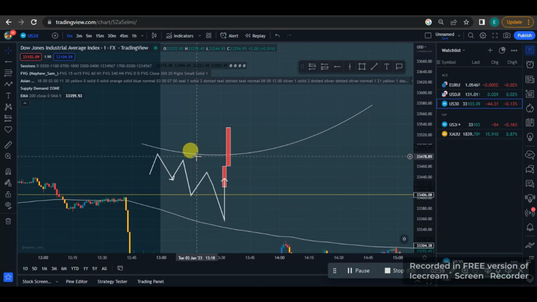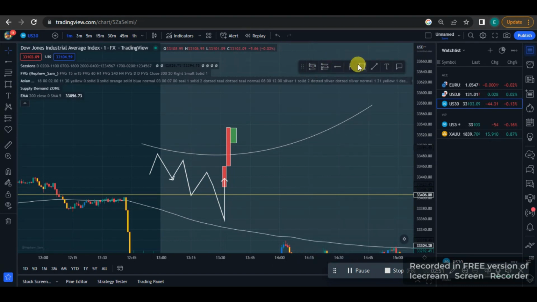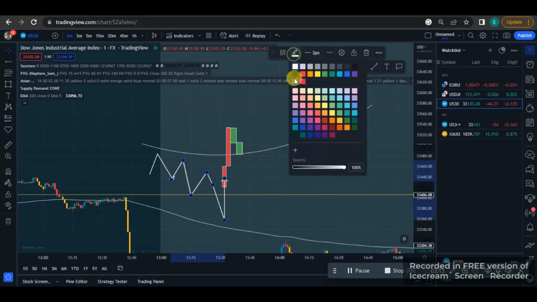Once you spot this breakout, what you want to do next is wait for price to retrace. You want to wait for a retracement, something like this. And price must, guys, price must retest this 200 EMA line. It could be with the wick, it could be with its body, but price must come back and touch this 200 EMA line.